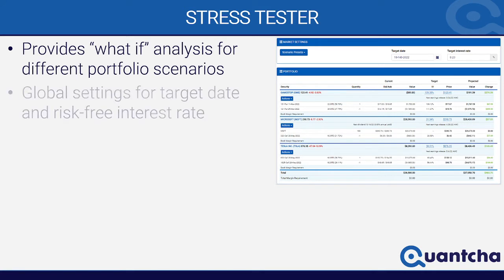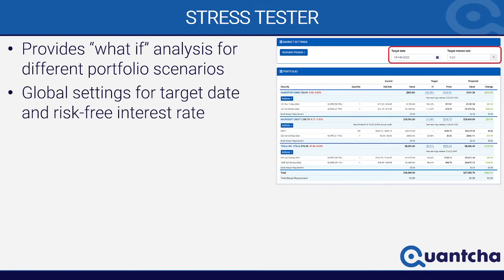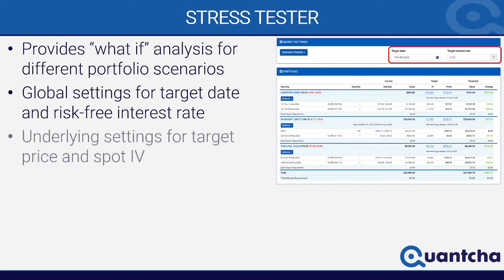For example, you can go in and set a target date in the future and project what you believe the interest rate might be, or at least one that you want to model for. You can also go in and specify the expected spot volatility for the underlying stocks, as well as the price that you expect those stocks to trade at, or at least that you want to model for.